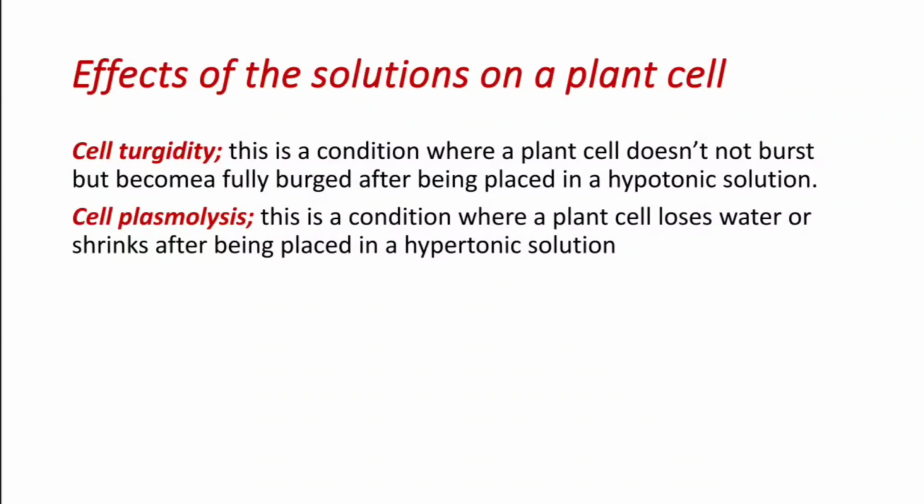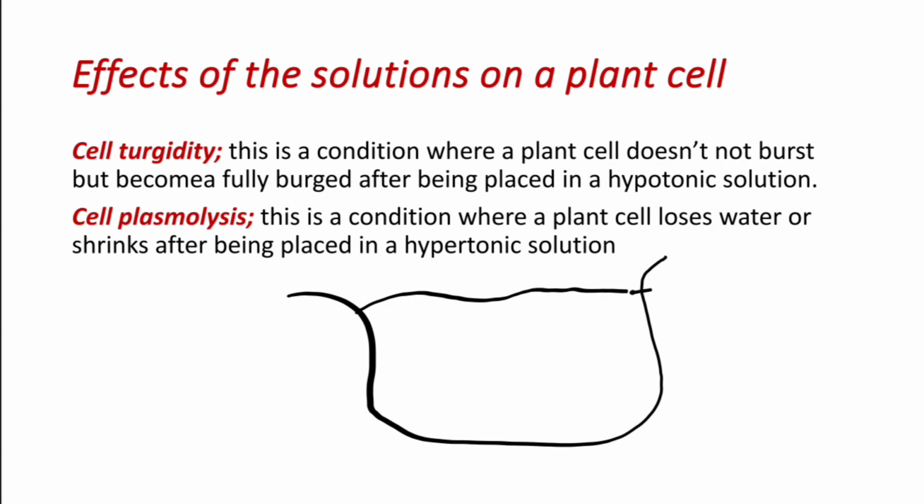Cell plasmolysis. This is a condition where a plant cell loses water or shrinks after being placed in a hypertonic solution. Again, a hypertonic solution is a solution with low water molecules. Therefore, it will be gaining from a region which has got high water molecules. So in this case, a plant cell which has got high water molecules will lose water. So we've got our hypertonic solution and we've got our plant cell there. Our plant cell has more water molecules, 3, and our solution has low water molecules, 1. So this cell will lose water into the solution, and that will cause this cell to shrink.